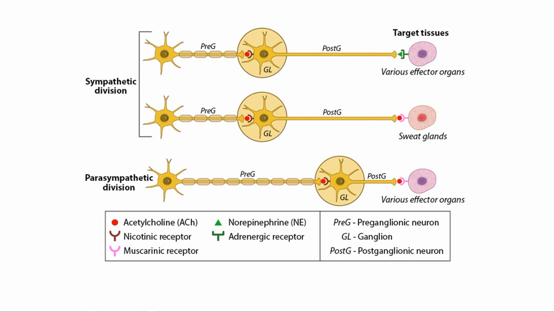However, in the sympathetic division, the postganglionic neuron can release norepinephrine, and that can target adrenergic receptors in various organs. The exception to this is only found inside your sweat glands and several small blood vessels inside your skeletal muscle, where it does utilize acetylcholine and muscarinic receptors. So sweat glands and various smaller blood vessels are the exception to this rule.